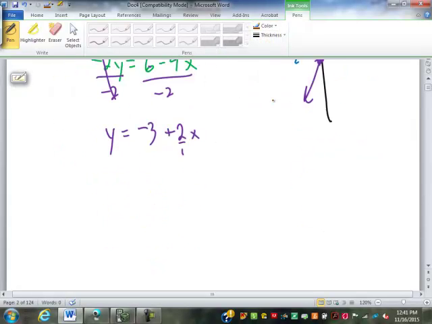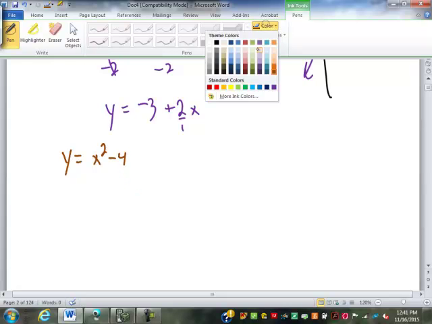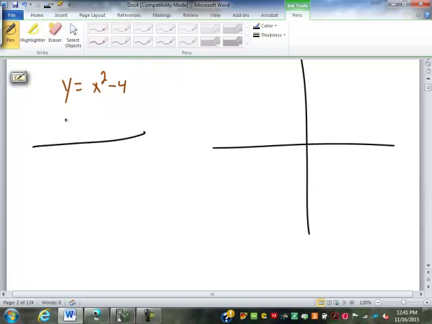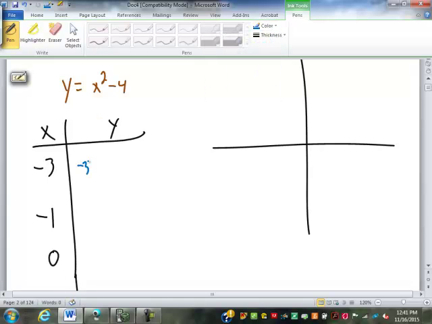What if I give you an equation that looks like this? Chances are, easiest way to do this is going to be this. Make a table, right? Let's say x is negative 3. Let's just put in some values here. If x is negative 3, what's y going to be? Well, what's negative 3 squared minus 4? What's negative 3 squared? 9 minus 4 is 5. So I've got negative 3, 5 right there.